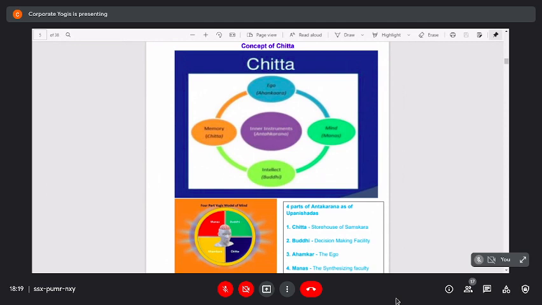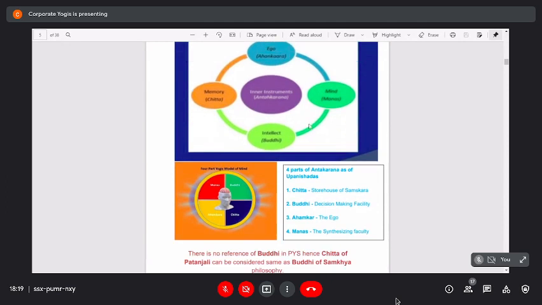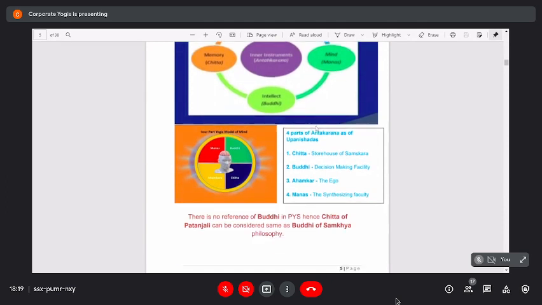So chitta has 2, 3 components. One is ego, the ahankara. Together they are referred to as antahkarana. There is the mind, which is manas. Then intellect is buddhi. Then the memory is chitta. So chitta is also the overall term, and out of that, memory is also called chitta. So in the Upanishads, chitta, buddhi, ahankara, and manas, these 4 components are considered as part of antahkarana.